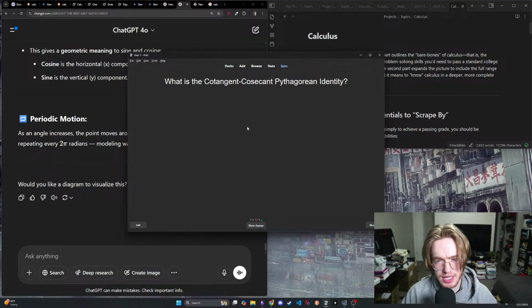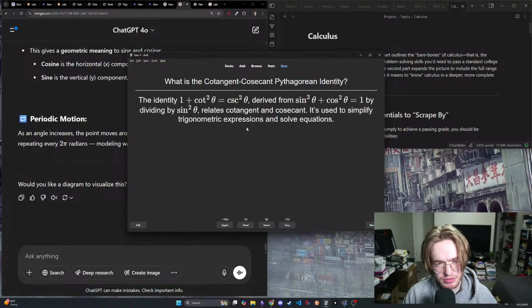The cotangent cosecant Pythagorean theorem. So this is cotangent equals cosecant minus 1, I believe. No, 1 plus cotangent squared theta. Okay, so the Pythagorean identities are going to have the squared. We've got to remember that. And as a mnemonic, the ordering of cotangent and cosecant also reflects the ordering of cotangent and cosecant within the formula.